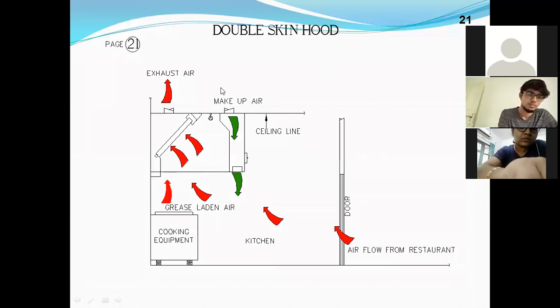So we have already seen this. It's a cooking equipment. This is the kitchen hood, through which air is exhausted, and makeup air is given through the side. This is the ceiling. The kitchen hood is placed on the ceiling as well as on the wall. And there is air flow from the restaurant. Some percentage is already coming in through infiltration. We could call it infiltration.